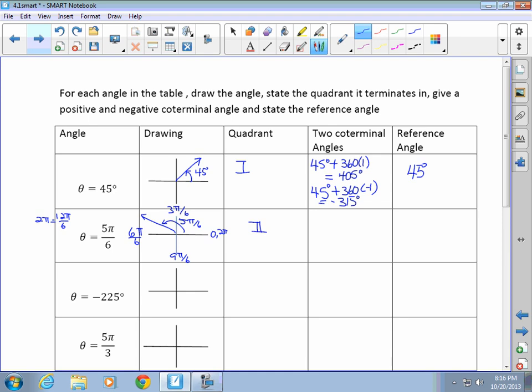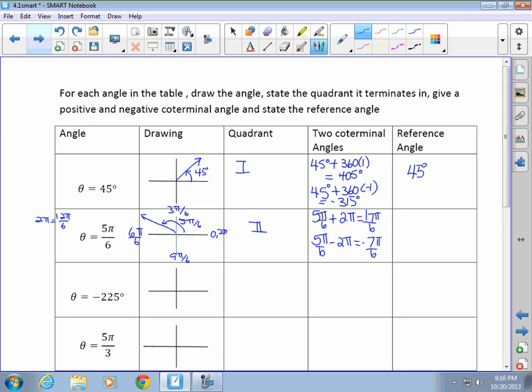Two coterminal angles would be my 5 pi over 6 plus 2 pi if I'm just doing one rotation. So 2 pi is the same as 12 pi over 6, so that's 5 pi plus 12 pi, so it's 17 pi over 6. If I'm going in a negative direction, then I'm going to subtract my 2 pi. So 5 pi minus 12 pi leaves me with negative 7 pi over 6.